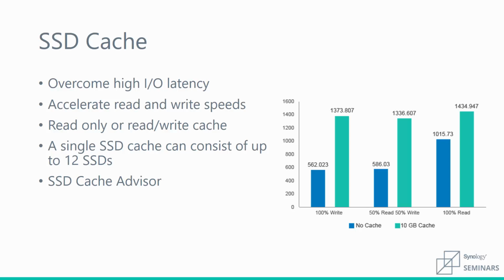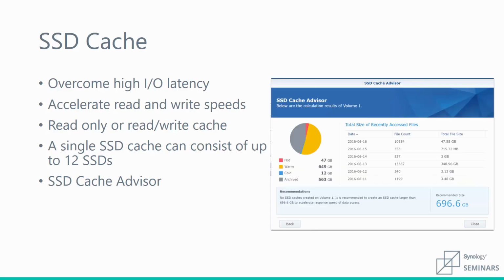There are actually two different ways you can implement an SSD cache. You can have one SSD, which will be a read-only cache, or two or more, which will be a read-write cache. You can currently use up to 12 SSDs in a single cache. And you may be wondering, well, that's all great information, but how do I know how much SSD cache I need? Well, we actually have a very cool tool called the SSD Cache Advisor. This is an entirely free tool that will monitor the access patterns of your data and determine how big of an SSD cache you will need.